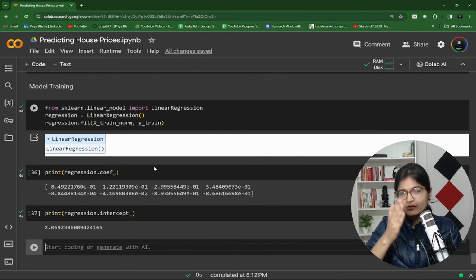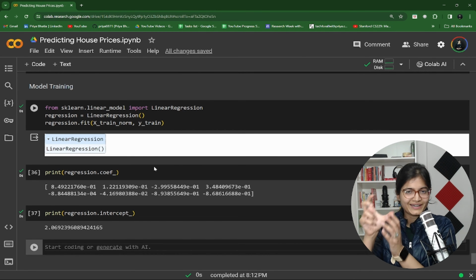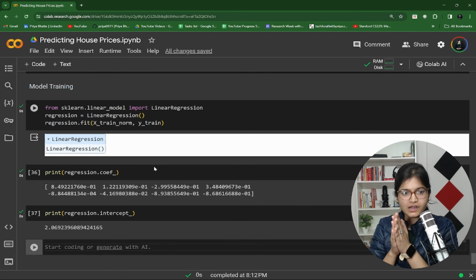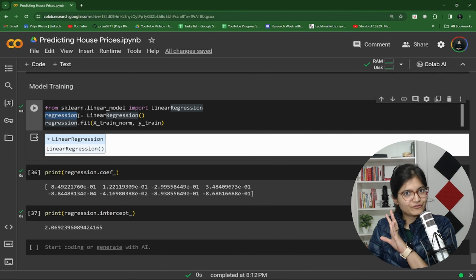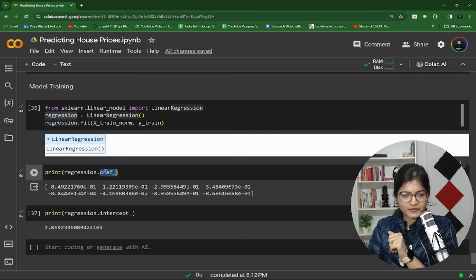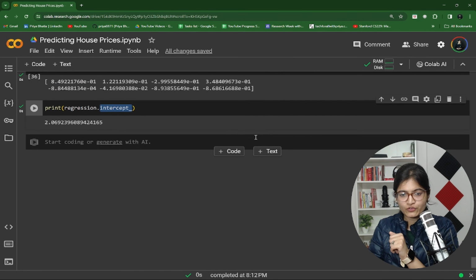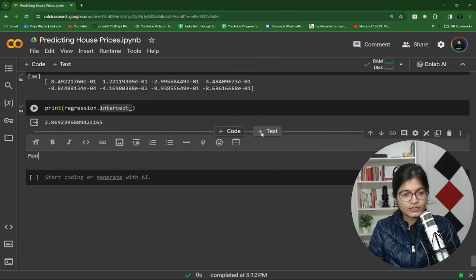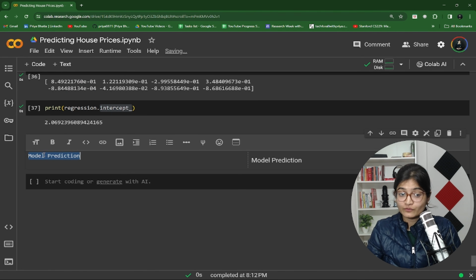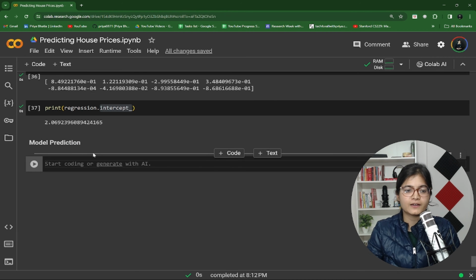We have split our data into training and testing. On the training set, we already have created our model by the name of regression, which you can see here. We have trained it pretty well. We got the coefficient values and the intercept values. Now the next important phase is to check the model predictions, whether this model will be able to give us the predicted price value or not. That is what we need to see.